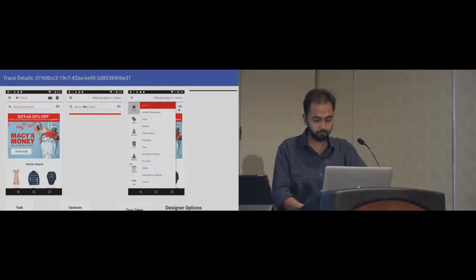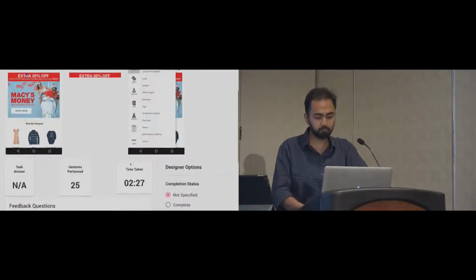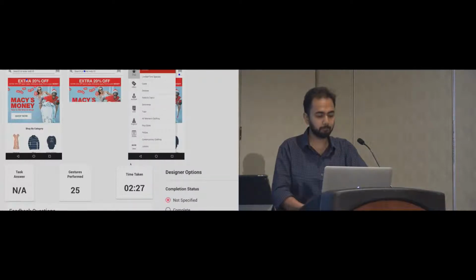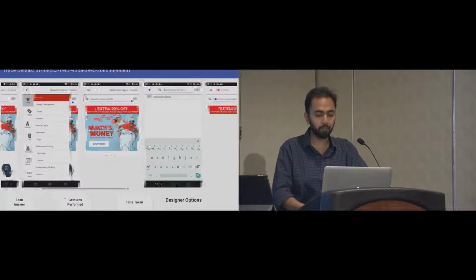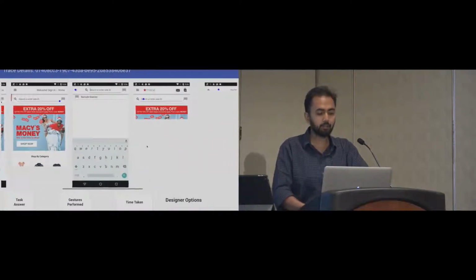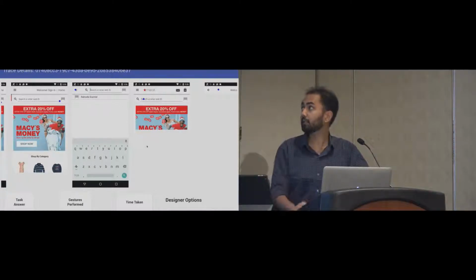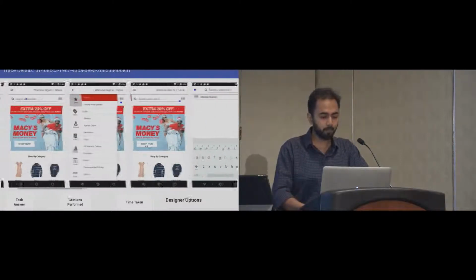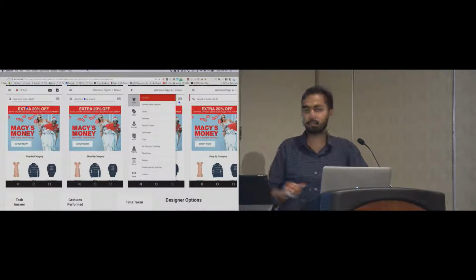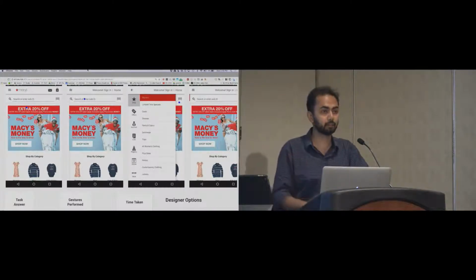I'll let this load. We see here that this user performed 25 interactions, took more than 2 minutes, and still could not complete the task. So the designer can look at the different UI screens here and try to understand what happened. What we'll see is that instead of using the hamburger menu, the user was trying to use the search bar. Unfortunately, on Macy's, the search bar only searches over products, so you cannot really search for locations with the search bar. By looking at these outliers, the designers can identify failure cases like these very quickly.